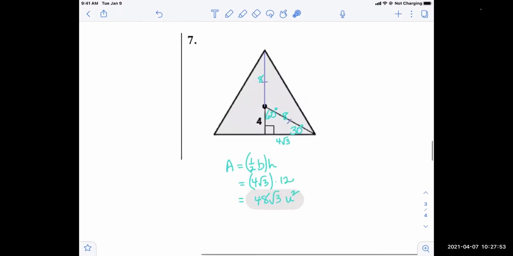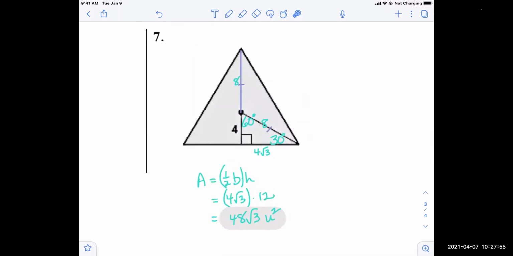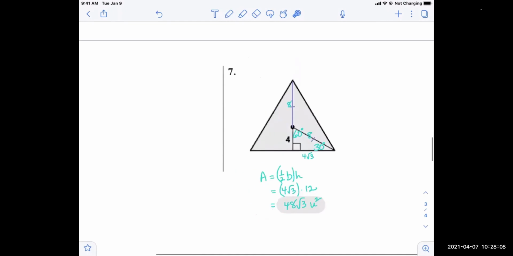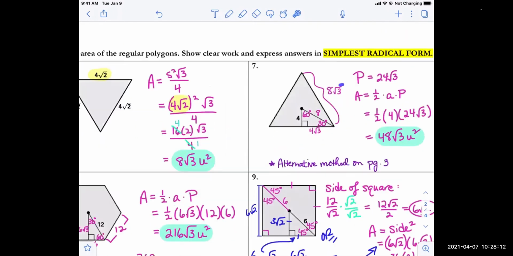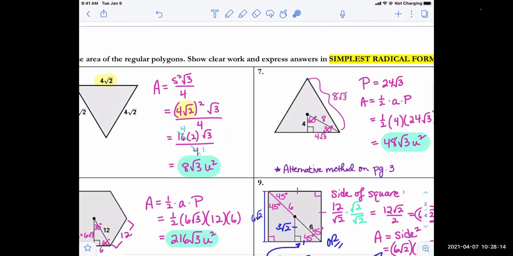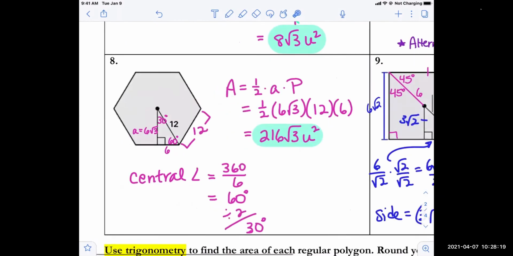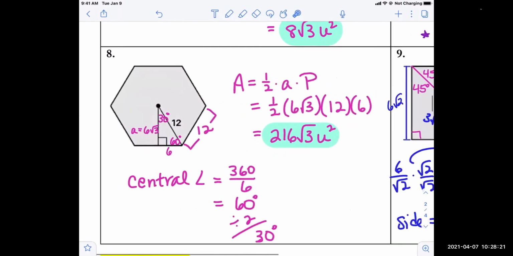Notice on this one, I didn't even bother finding the side length because 1/2 base height, just think of it as half of the base. Well, if this is your 1/2 base height, half the base is 4√3. So you can just do 4√3 times 4, and that'll give you the area of the whole entire triangle. So there are lots of ways to do the equilateral triangles and the squares, and hexagons, honestly. So you want to make sure that you have some different ways of looking at it and use whatever you think is easiest on whatever information you're given in a problem.